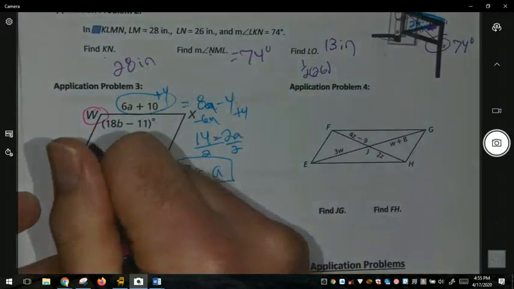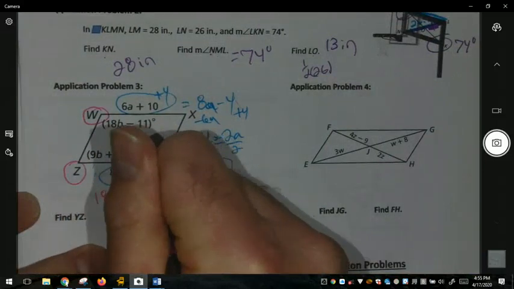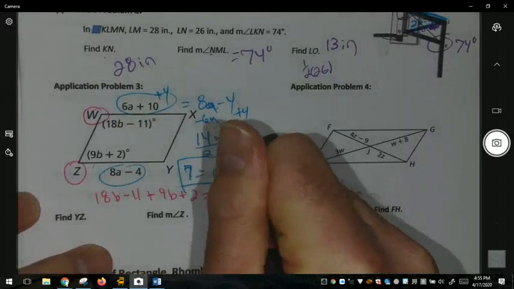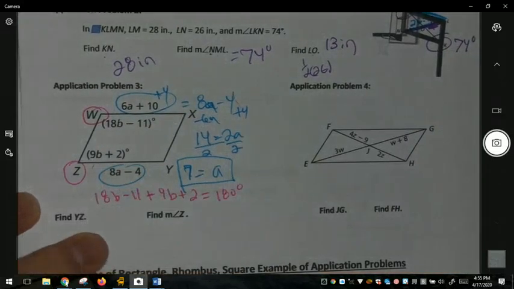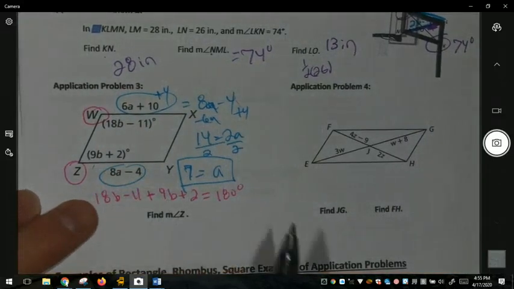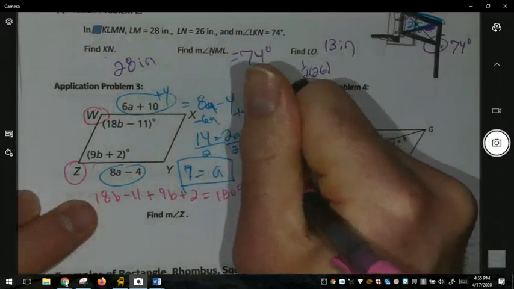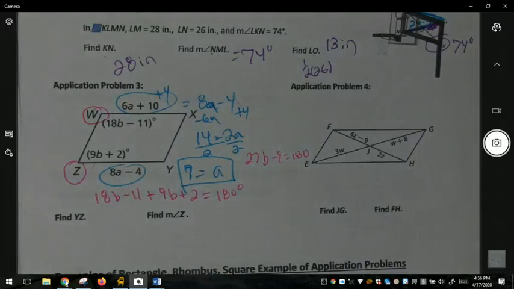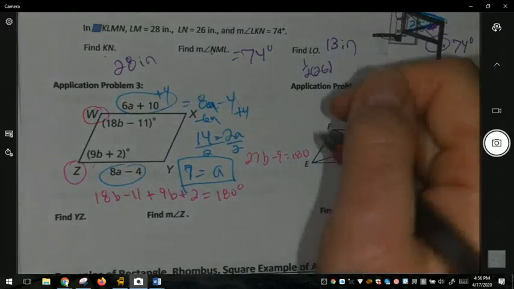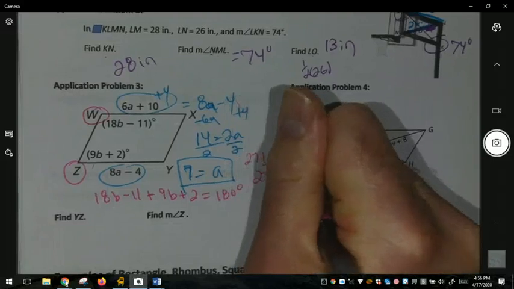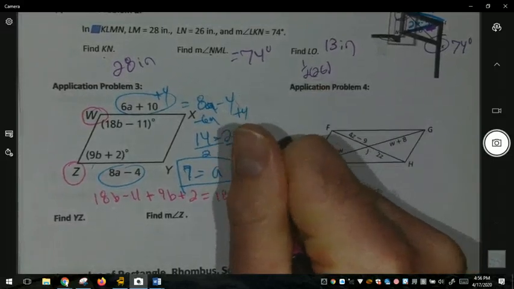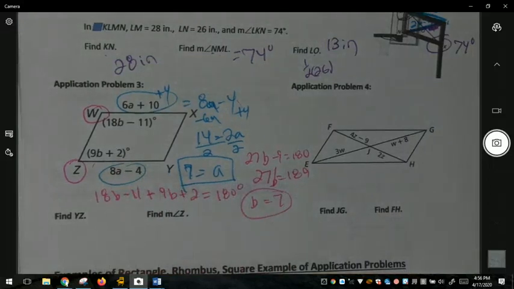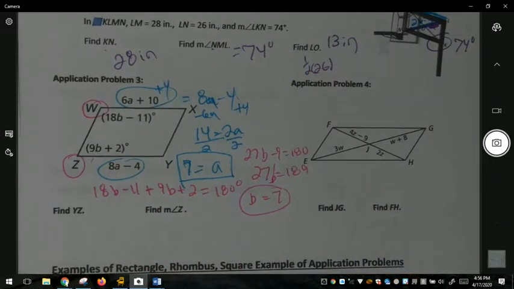So I know that 18b minus 11 plus 9b plus 2 is equal to 180 degrees because consecutive angles are supplementary. This means that 27b minus 9 equals 180. When I add 9 to 180, I have 189 divided by 27. So b is 7. Once again, if I were asked for the specific angles or sides, I would plug these values back in.